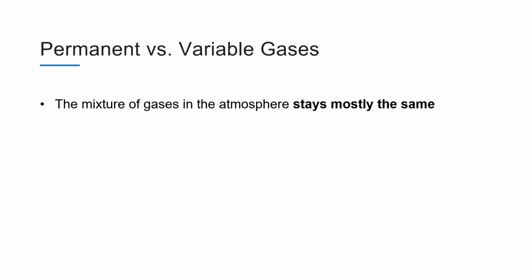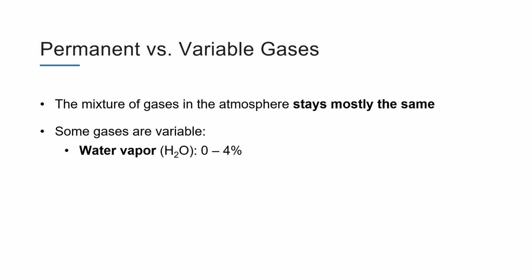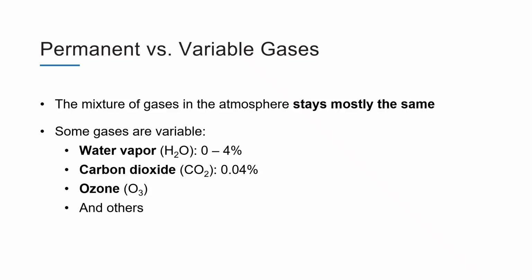The mixture of gases in the atmosphere stays mostly the same. There are some gases that vary in amount depending on local conditions. These include water vapor, so water in the form of a gas, which can range from 0 to 4% of the atmosphere. There's carbon dioxide, which we covered as a greenhouse gas. This goes up as fossil fuels are burned. And then a third important gas is ozone, which is mostly found in a specific layer of the atmosphere called the ozone layer, which we'll touch on in a moment. There are also other gases that vary in small quantities.